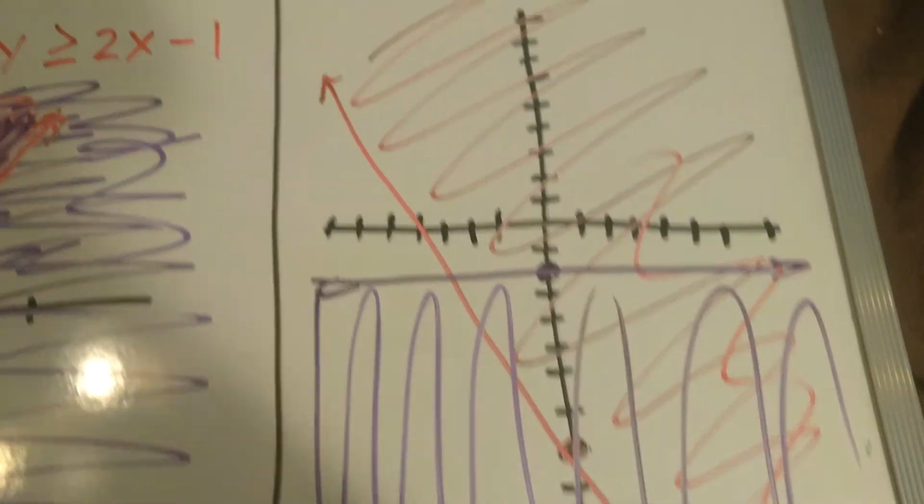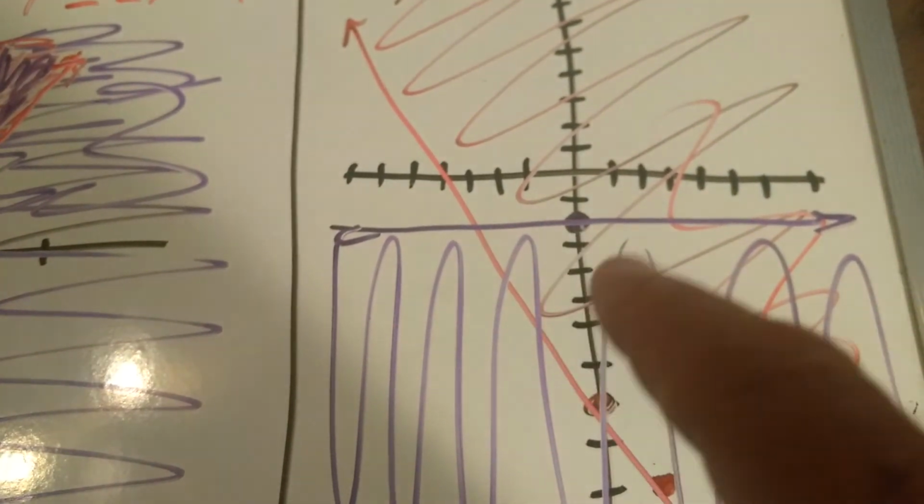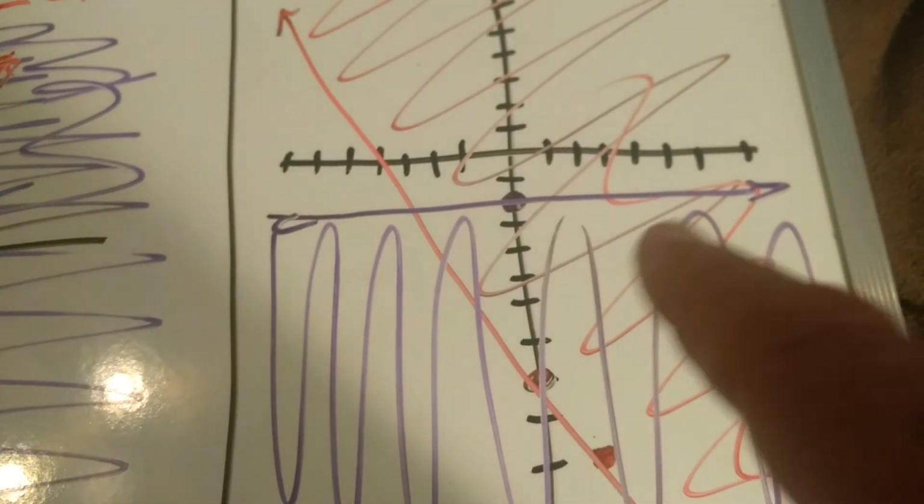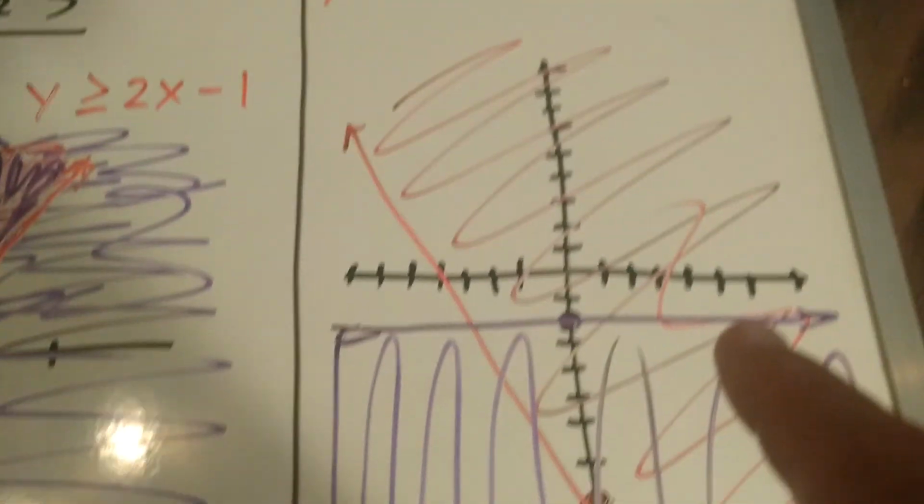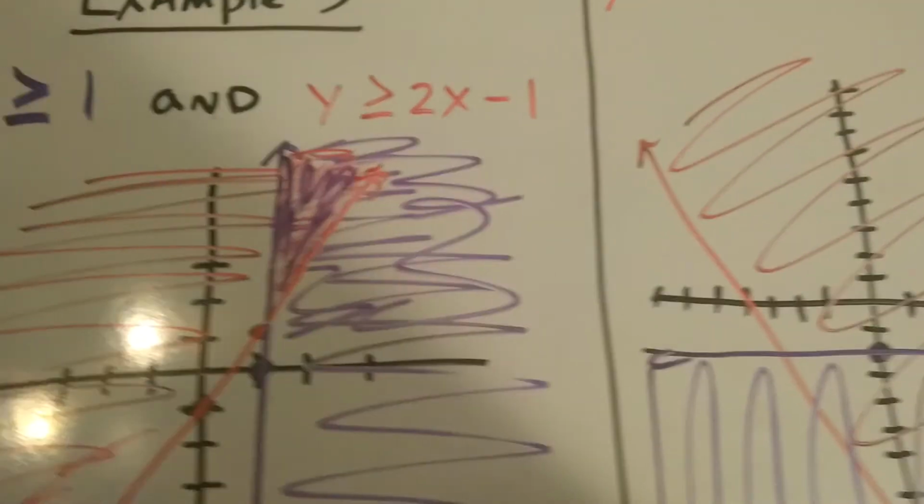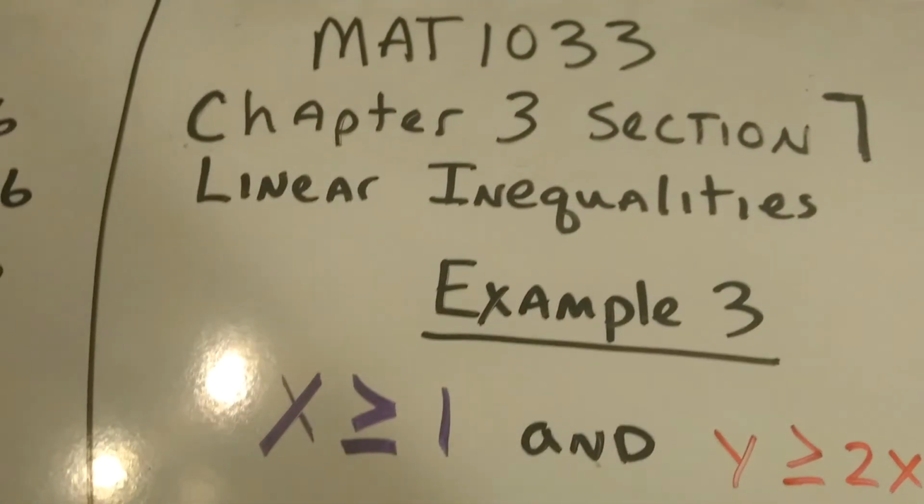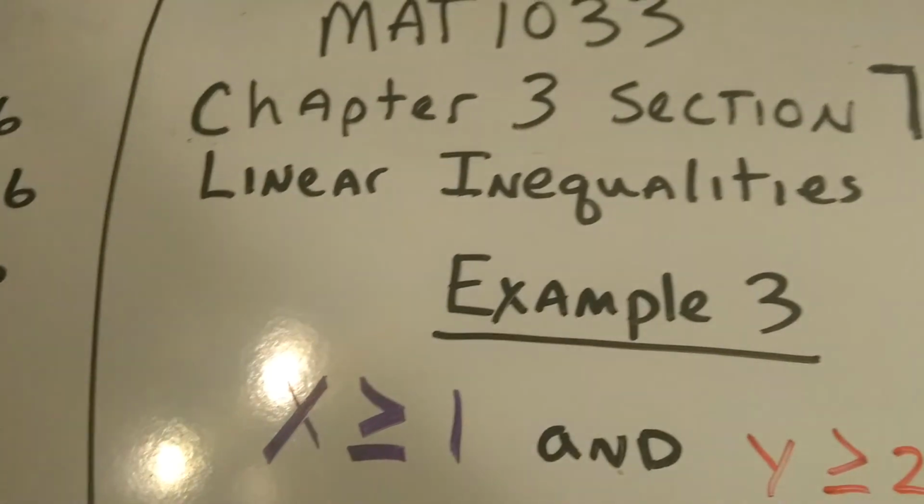Again, let me say it again. If this were an and in between here, our solution would have been where the red and the purple come together, which would have been here. Because it's an or, we're concerned with everything. So we take as our answer everything. Remember, in these particular problems, linear inequalities, your answer is going to be a graph, not a numerical answer.